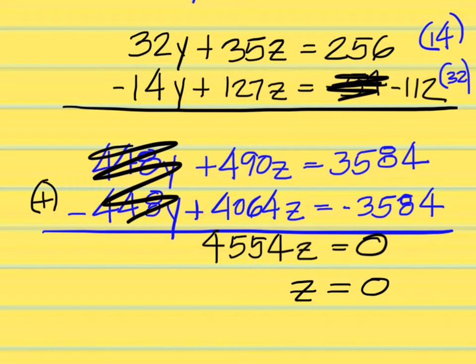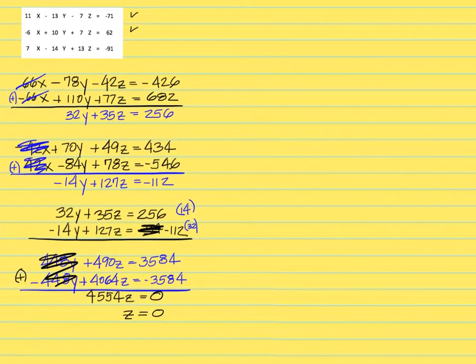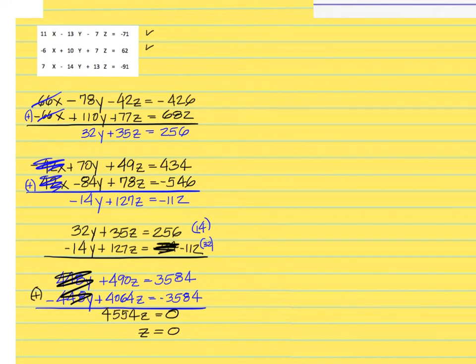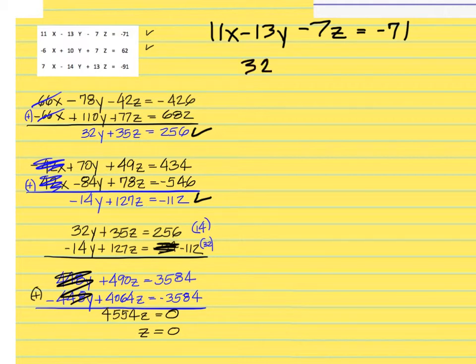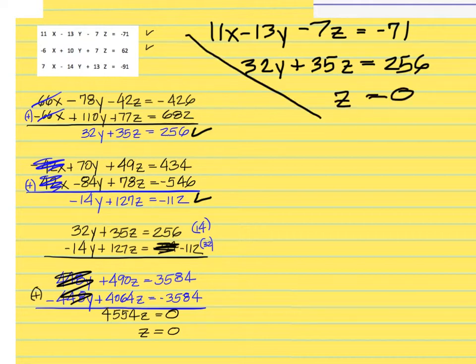Okay. Well then, you have to go back and set these up in a wedge form. So your first one is 11x minus 13y minus 7z equals negative 71. And then pick one of these two. I'm going to use 32y plus 35z equals 256. And then of course z equals 0. So there is the wedge formation.